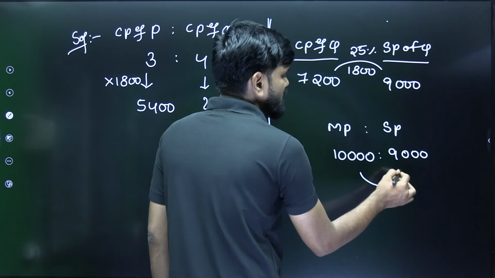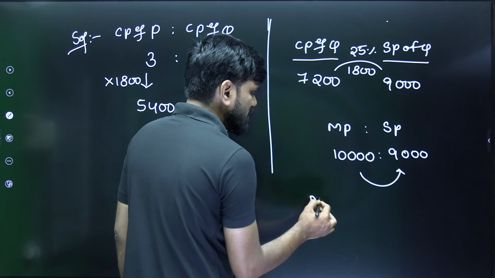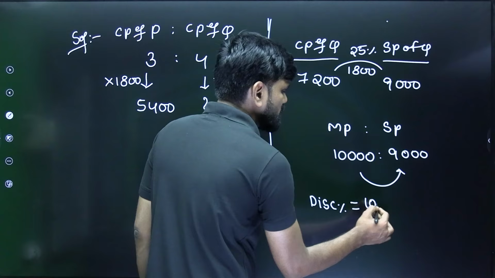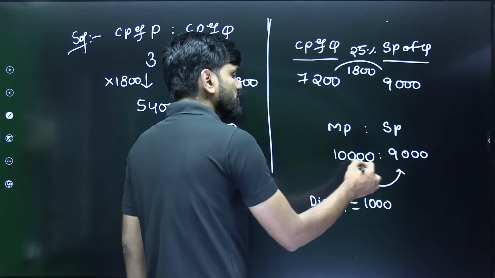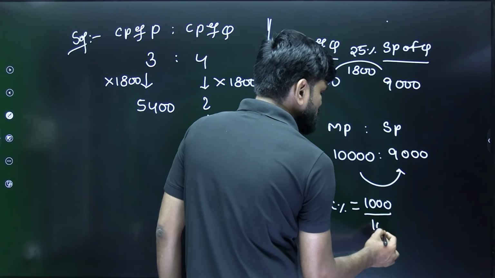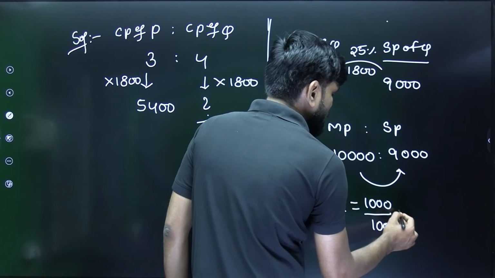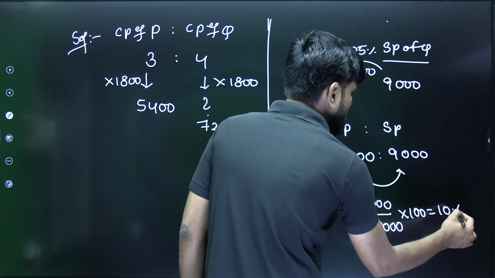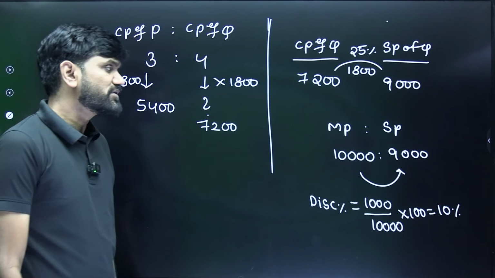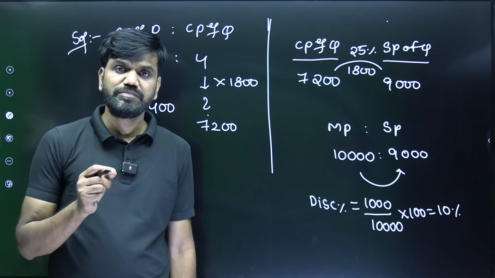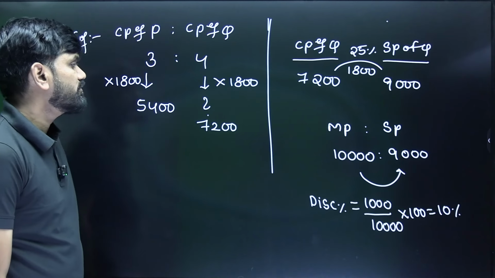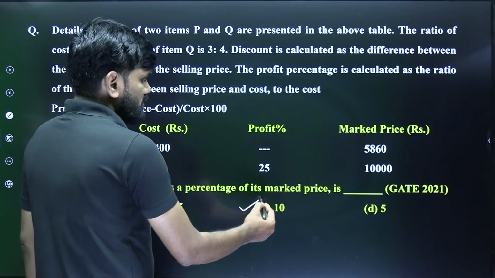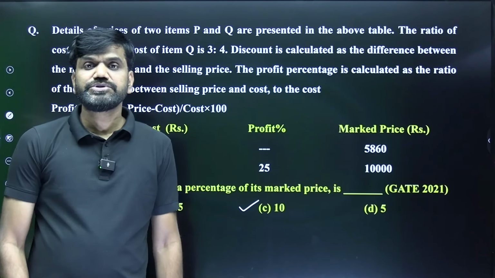Discount percent I can find now. So discount is calculated on the market price. So discount percent is equal to, there is a discount of 1,000 on 10,000. So 1,000 by 10,000 into 100. That will give you how much, dear? 10%. So the discount is corresponding to 10%. Hence your answer has to be 10% discount. That should be option C.